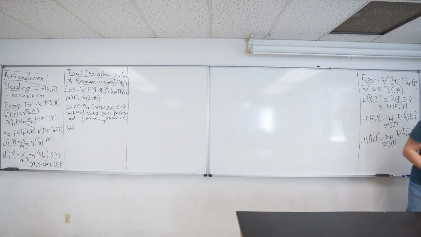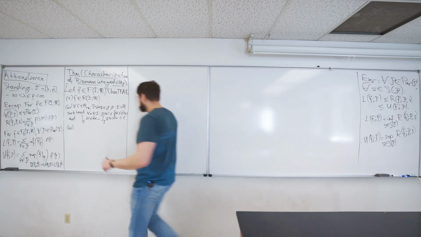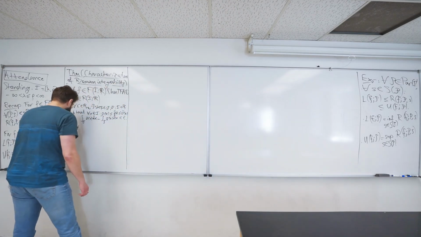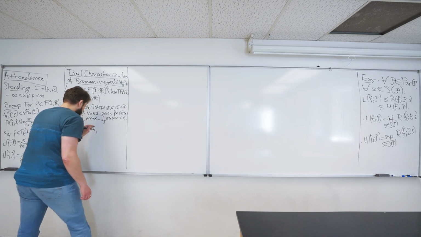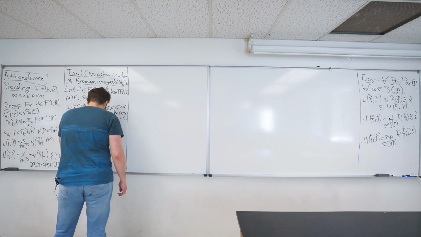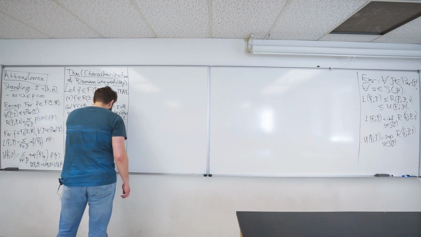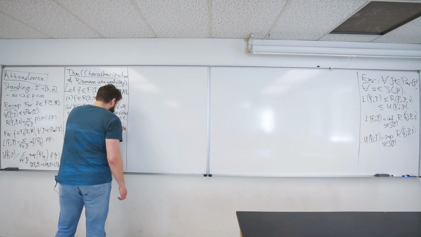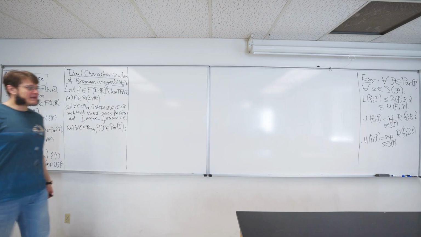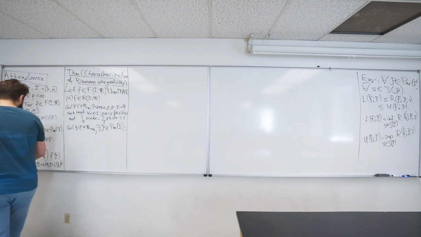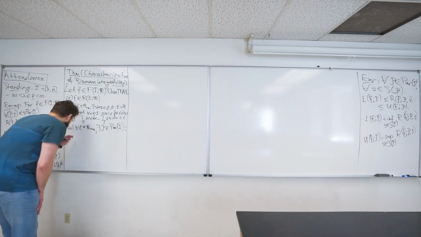See? Oh, okay. Three, for any epsilon, there is a partition such that the upper and lower Darboux sums associated to this partition differ by at most epsilon. In other words, the Darboux aperture is bounded by epsilon.